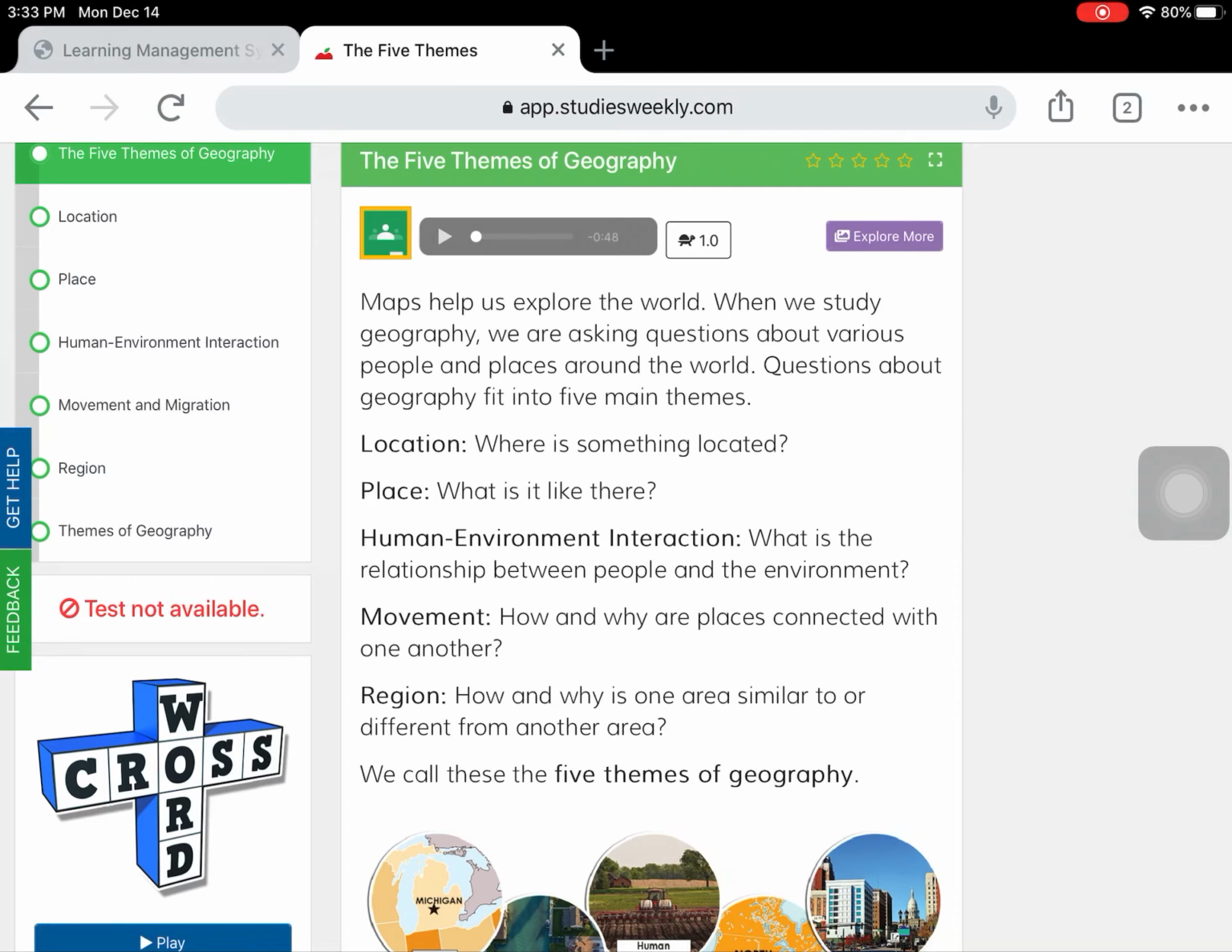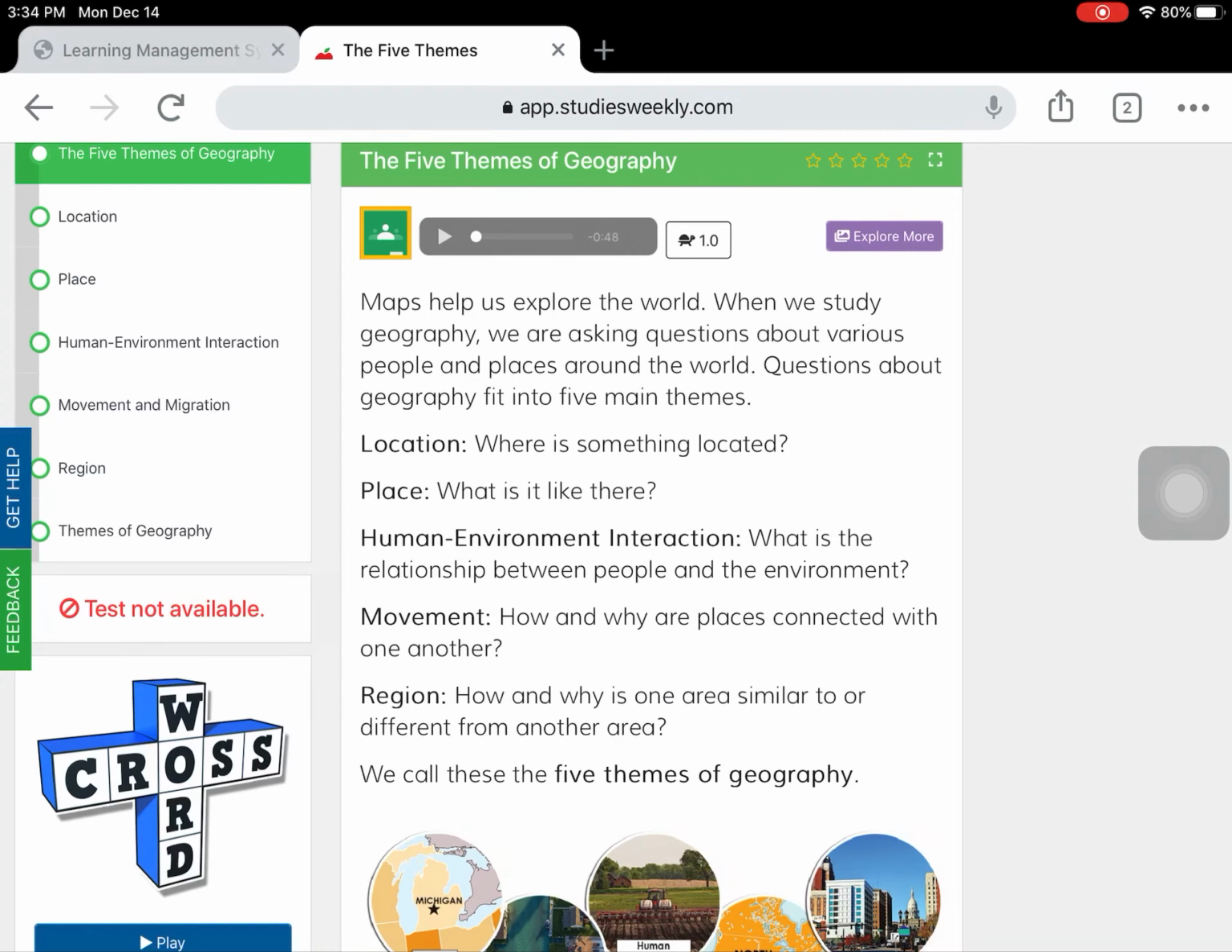Maps help us explore the world. When we study geography, we are asking questions about various people and places around the world. Questions about geography fit into 5 main themes. First is location. Where is something located? Next is place. What is it like there?